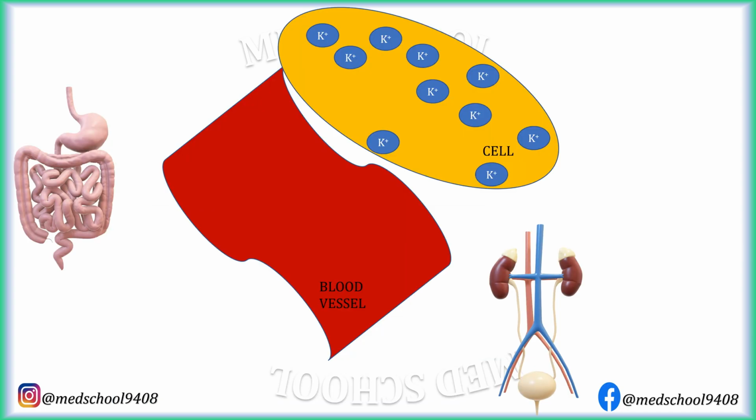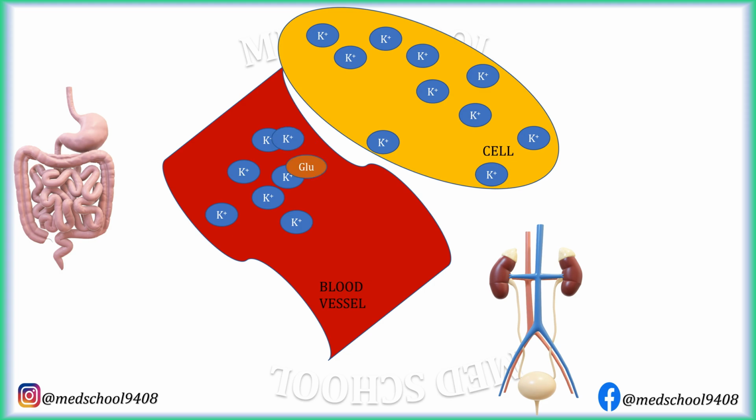Let's understand potassium metabolism first. As you know, potassium is an intracellular cation and most of the body potassium is stored inside cells. Potassium is absorbed through intestine and comes into bloodstream where potassium level in serum is maintained between 3.5 to 5.5 milliequivalent per liter. There are two important physiological mechanisms by which serum potassium level is affected.